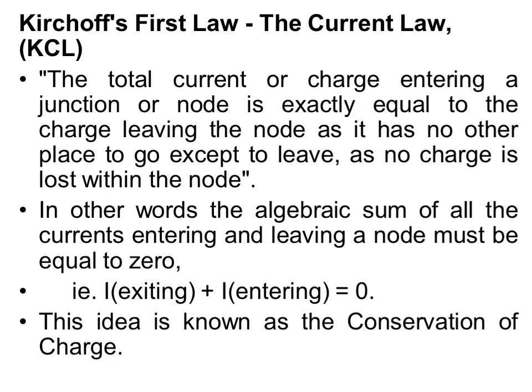The total current or charge entering a junction or a node is exactly equal to the charge leaving the node, as it has no other place to go except to leave, as no charge is lost within the node. In other words, the algebraic sum of all the current entering and leaving a node must be equal to 0. That is, I exit plus I entering is equal to 0. This idea is known as conservation of charge.